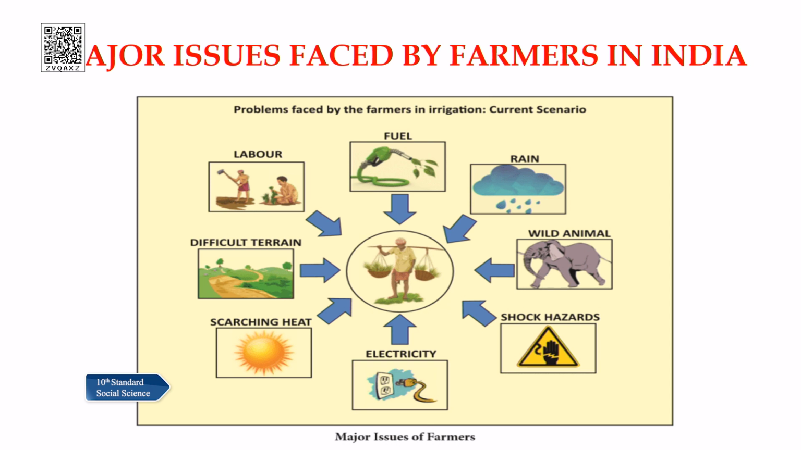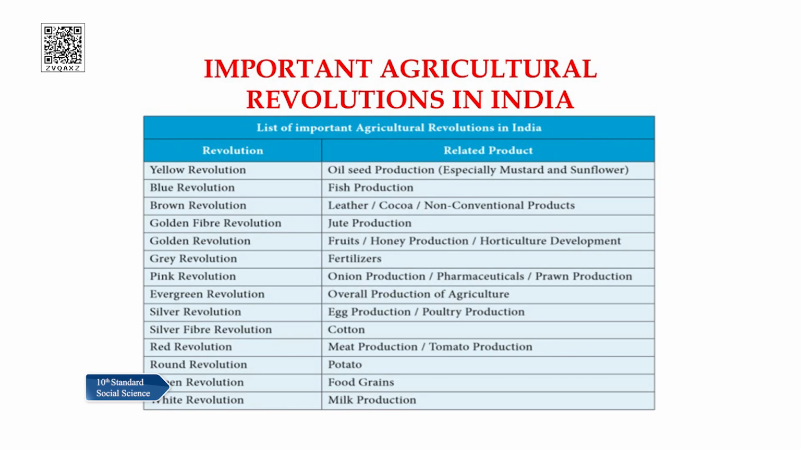We hardly think about the farmers when we eat or when we waste the food. We don't even think for 1 minute that so much hard work is undergone by the farmers just to see that we all get food. So next time, before you waste water, before you waste food, think that many people are not getting easily what you people are getting. Next we have got important agricultural revolutions in India.